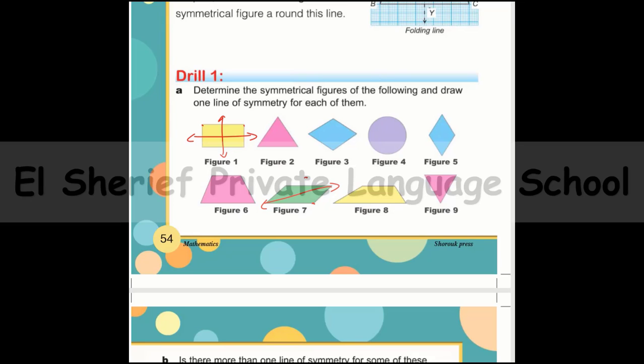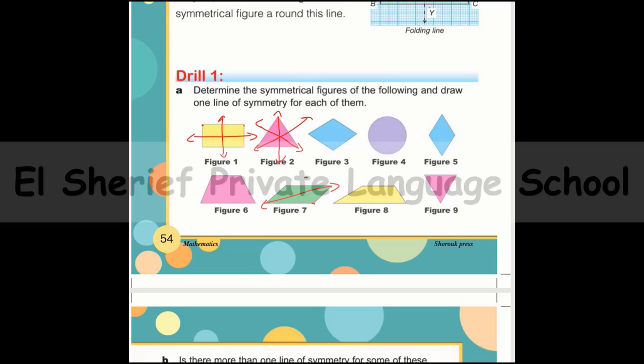So in an equilateral triangle, we have three lines of symmetry. We can draw a line of symmetry from this point, and from this point, and from this point. So we have three lines of symmetry in an equilateral triangle. In an isosceles triangle, we have only one line of symmetry. In a scalene triangle, we have zero lines of symmetry.